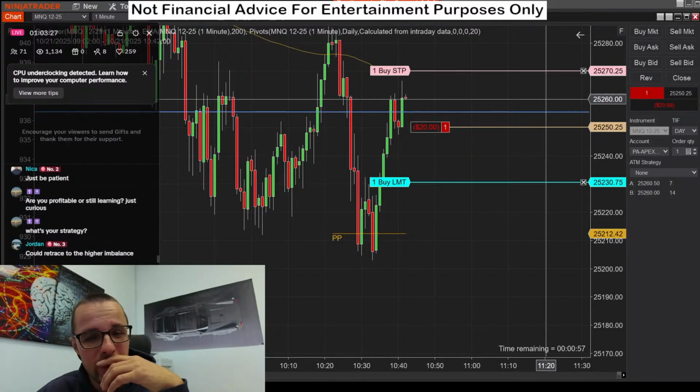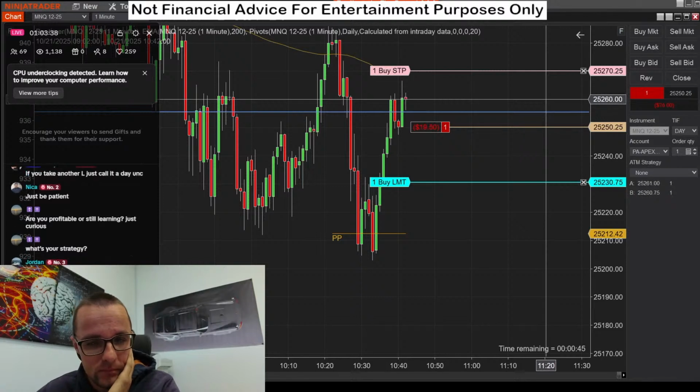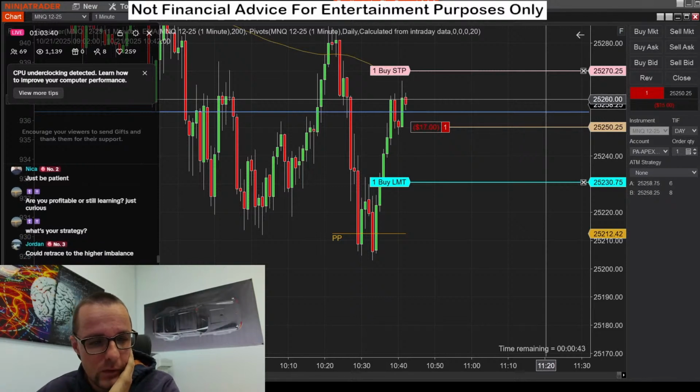Man, we could rip through here. Back into that range again. Freaking 5-minute range. We gotta reject here. I got my stop in a good spot though. If it breaks that, I don't even want to be in this trade anymore.